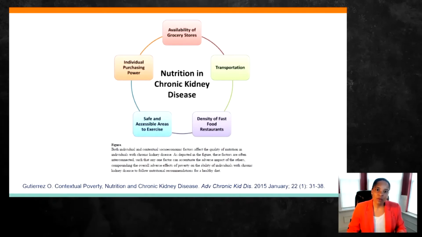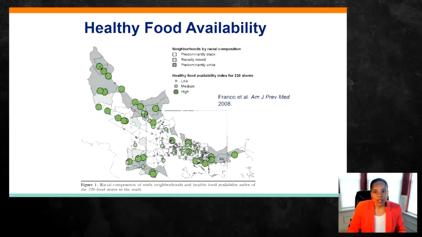And then also nutritional counseling in the setting of chronic kidney disease certainly does often assume that a person has individual purchasing power. It assumes they've got enough money to buy these foods that we are recommending. And so some of the challenges that we face in thinking about this for kidney disease or other health conditions is that healthy food availability varies in communities.